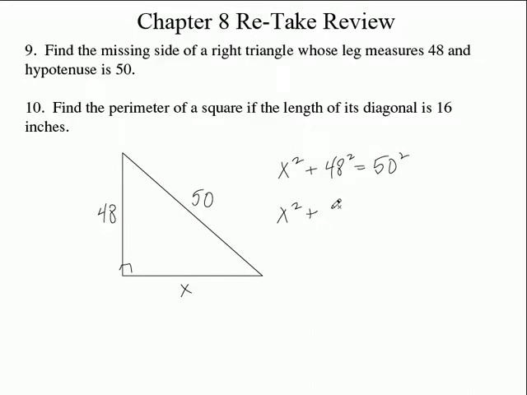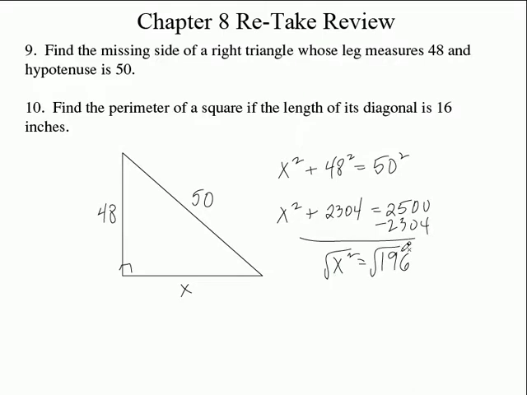What is it? 2304? Wow. 2304. And this is what? 2500? Okay, subtract 2304 from both sides, and x squared is, what is it? 196. All right. Oh, that comes out even, doesn't it? Yep. Square root both sides, and what is that? 14. Okay, and there it is.